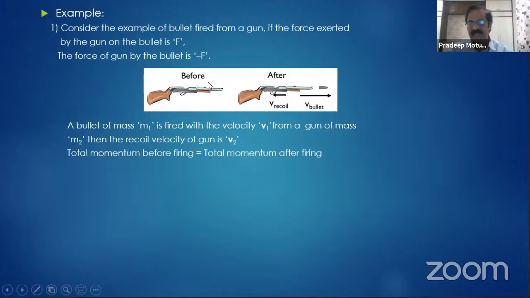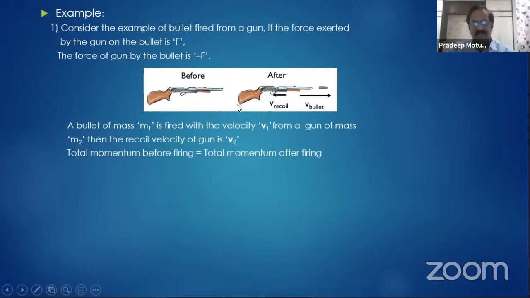Initially, the gun is at rest, so its initial velocity is 0. Likewise, the bullet is inside the gun, so it also has initial velocity 0. When the bullet is fired with velocity v1 from the gun, it comes out of the barrel with a large force, and a force is exerted on the gun as well. Then the gun pulls backwards. That is called the recoil of the gun.